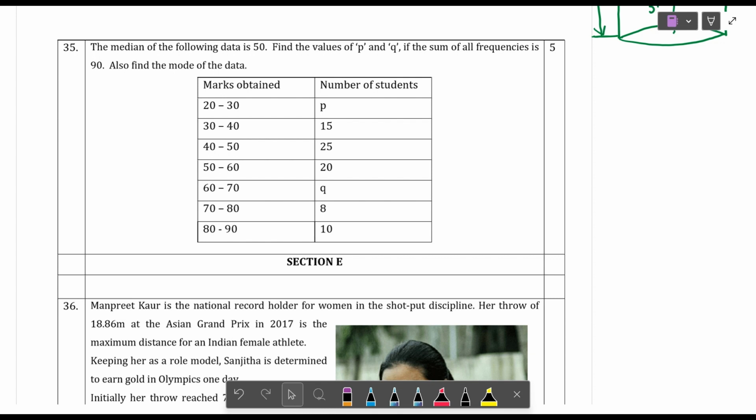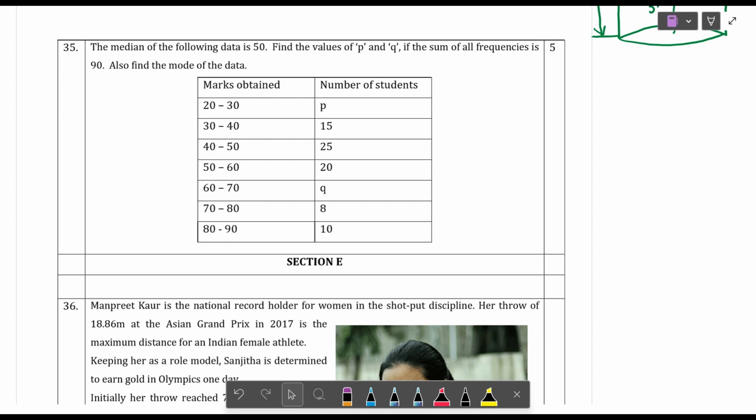And the number of students. Here for the first interval, they didn't give the number. They have given an unknown number P. Next 15, 25, 20, Q, 8, 10. So they are asking us to find the values of P and Q.